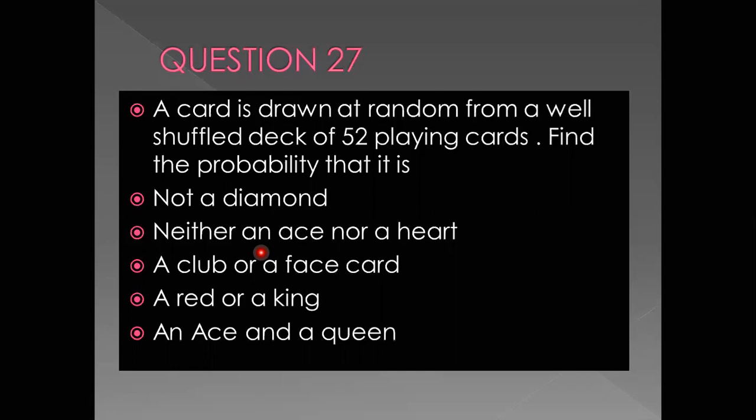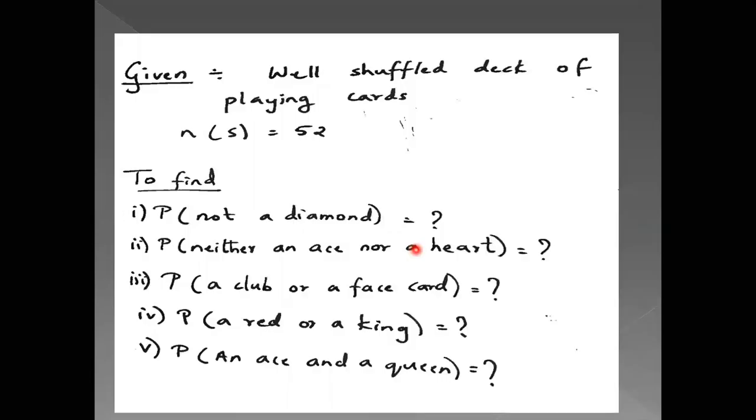So you have to be very careful when you are doing this. Again, you have to remember when it is the word not, like not a diamond, it means whatever number are there for diamond, you have to subtract it from the total number of cards, and that will become the event which is left, the remaining one. Same thing for neither an ace nor a heart. So let's see how to go about this. So well shuffled deck of playing cards means number of sample space is 52. Okay, because there are 52 playing cards.